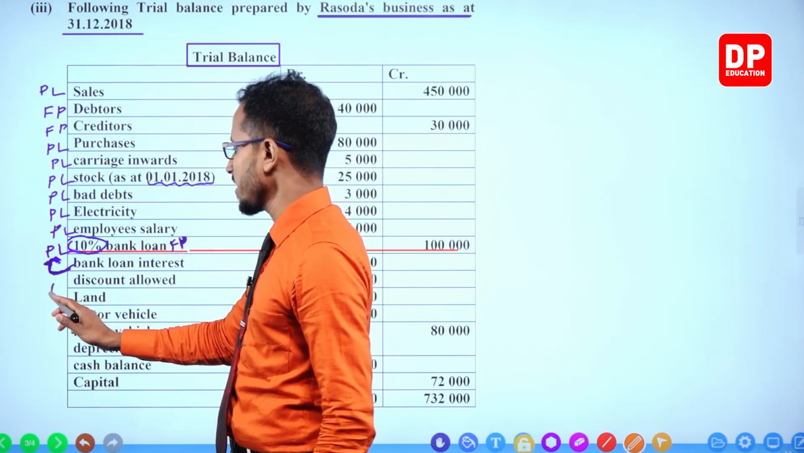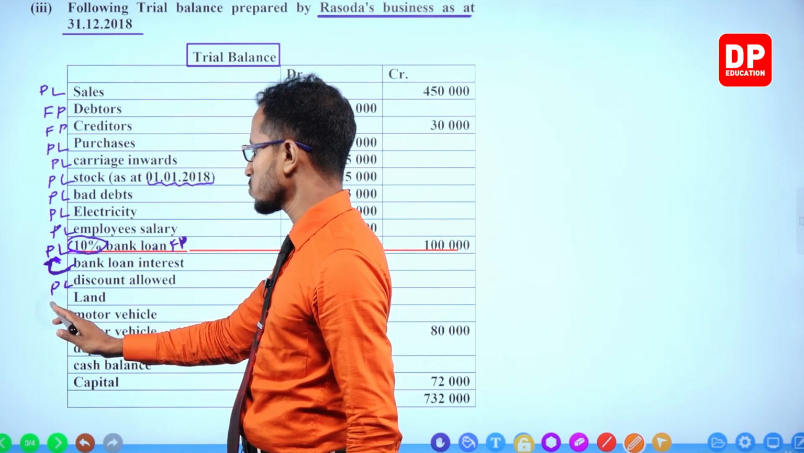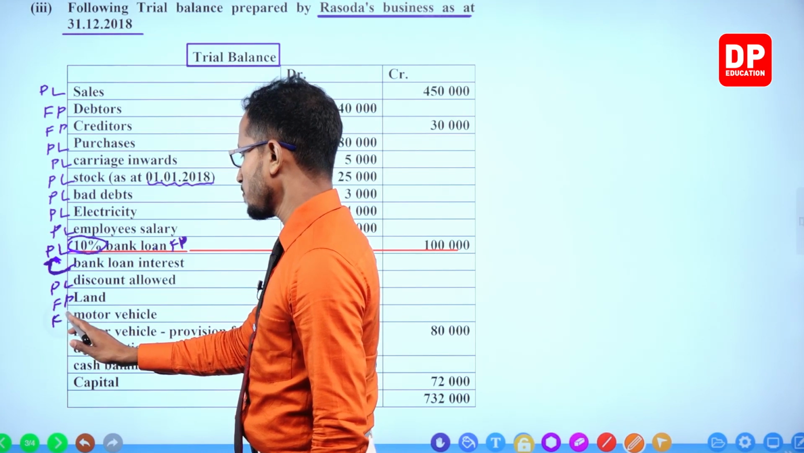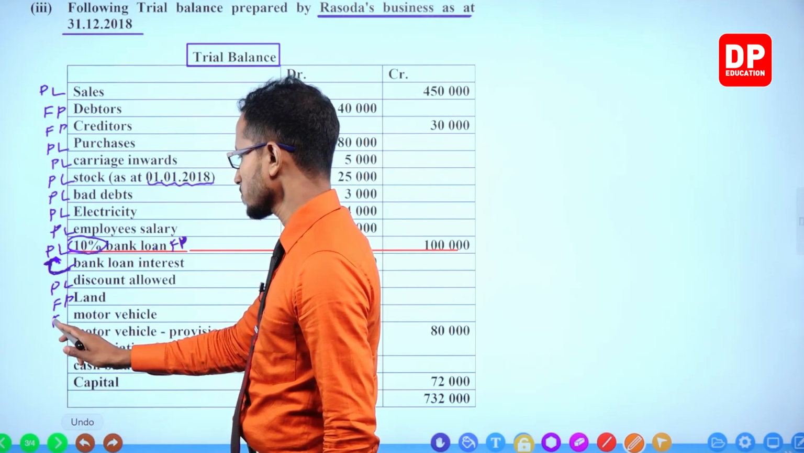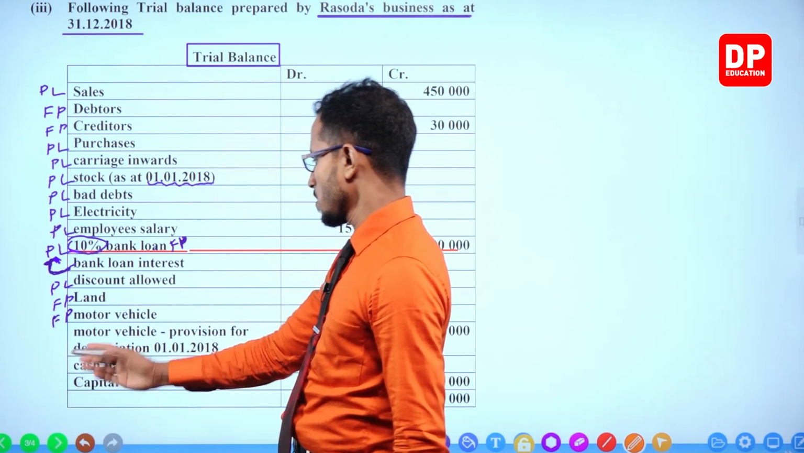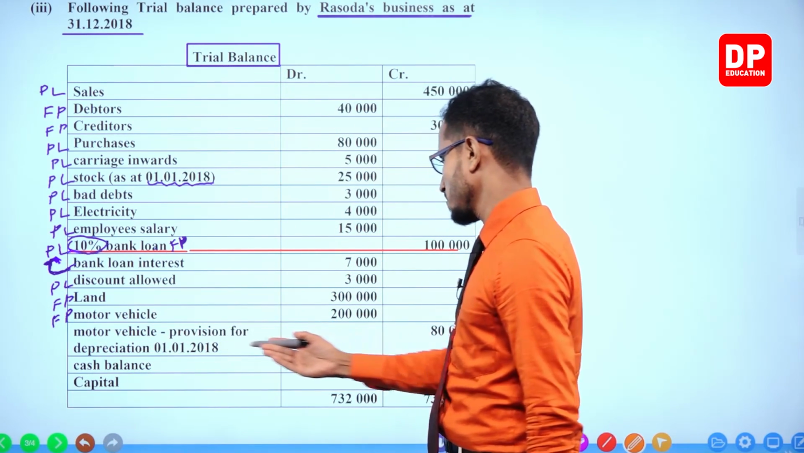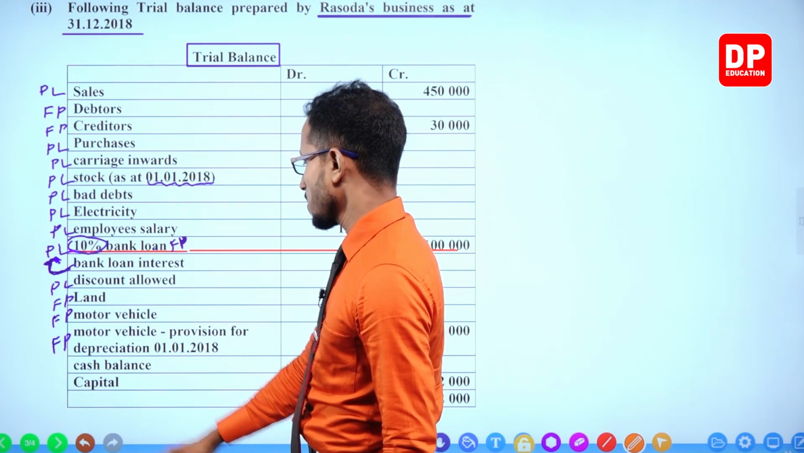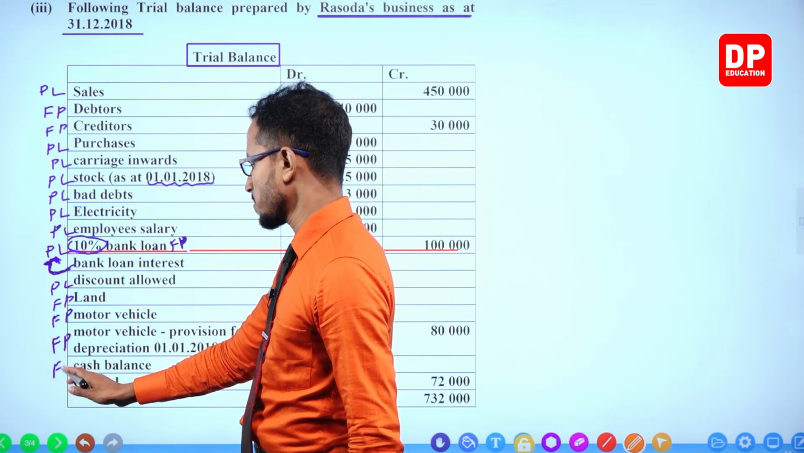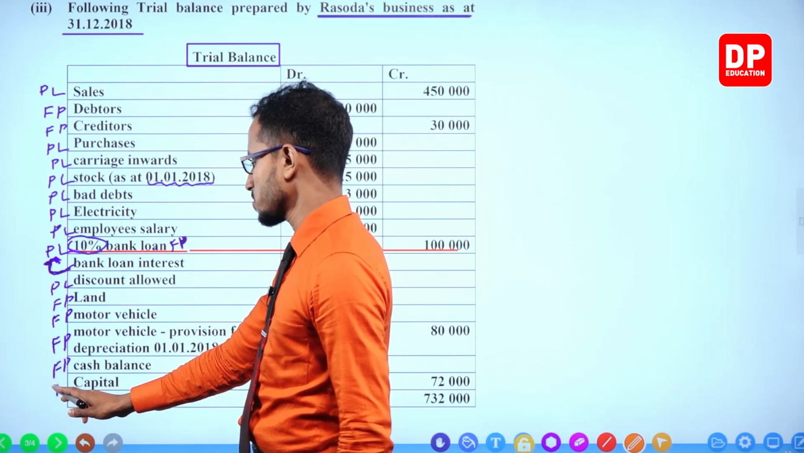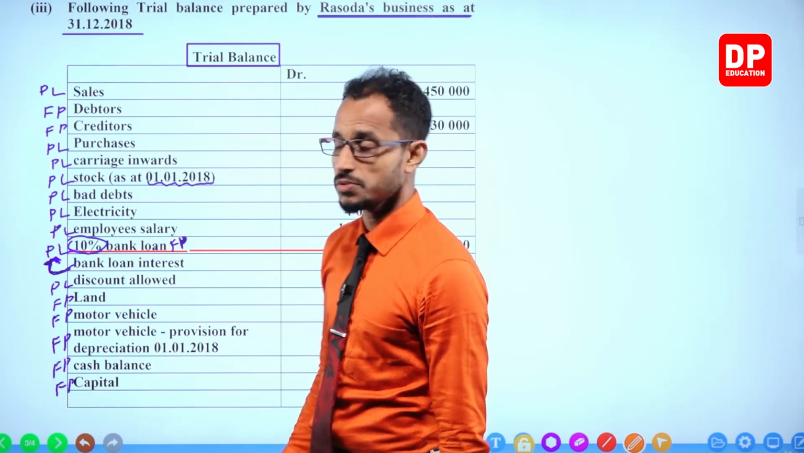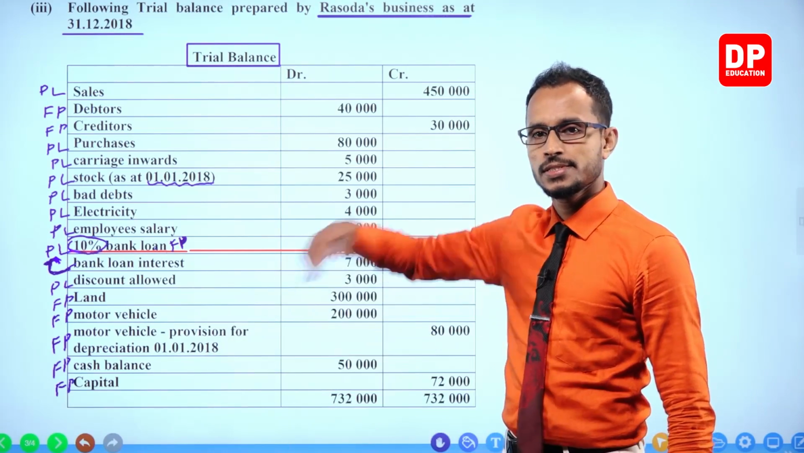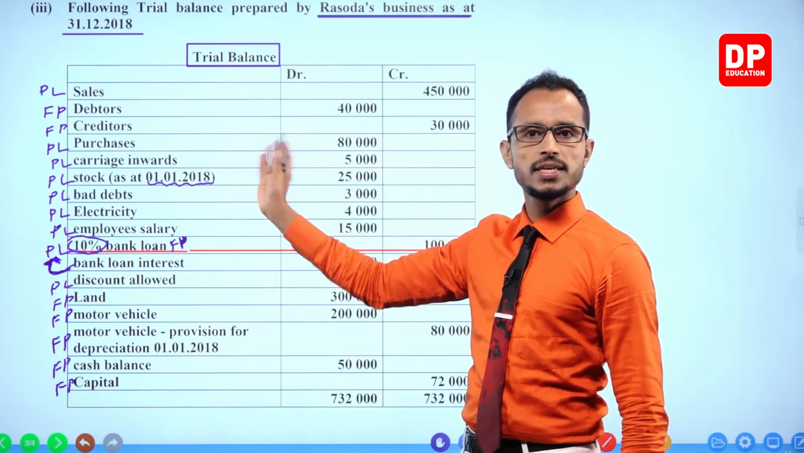Discounts allowed again should go to P&L. Land goes to FP, financial position statement. Motor vehicle also FP. Motor vehicle provision for depreciation FP. Cash balance also financial position statement. Capital also goes to the statement of financial position. Now we know to which statement each item should be entered.